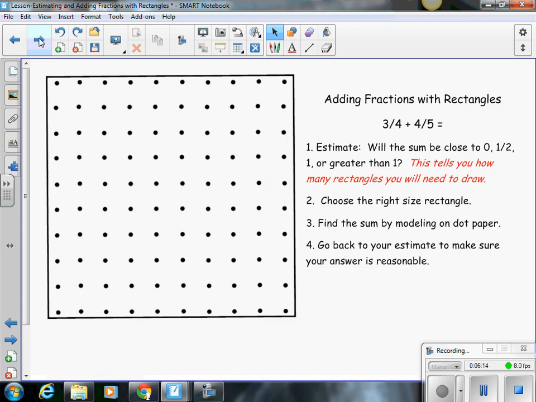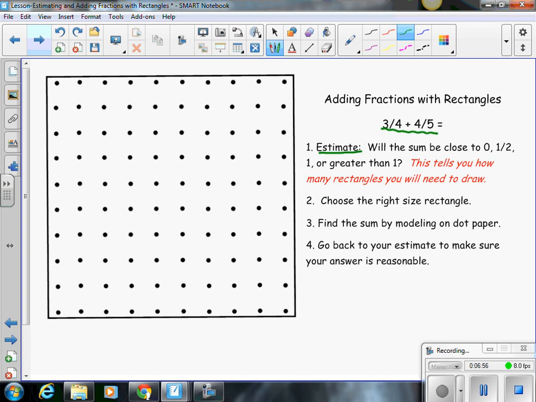All right, so here is our dot paper that we've been using for representing fractions. Today we're going to use it to actually add fractions. So our problem is 3/4 plus 4/5 equals blank. Since we have unlike denominators, we have some steps to follow when we're doing this on a rectangle. So our first step is to estimate. Will the sum be close to 0, half, 1, or greater than 1? This tells me how many rectangles I'm going to need to draw. So if I estimate 3/4 to be, well, we know that one's tricky.